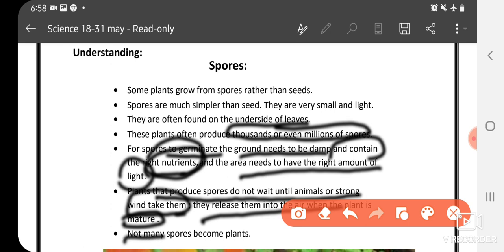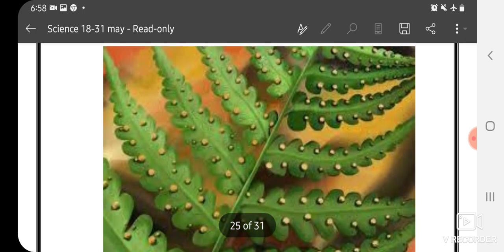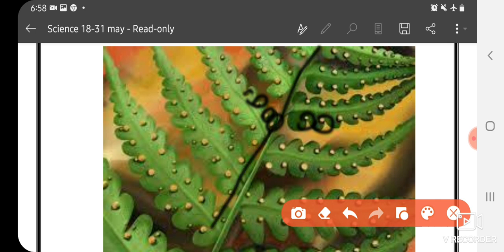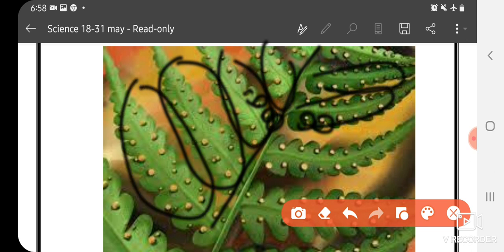Next, not many spores become plants. Not all the spores become plants. Here you can see the structure of spore. These small round things are spores. They are present on the underside of the leaf, and you can see they are greatest in number, very much. They are not few in number like seeds, but they are greatest in number.